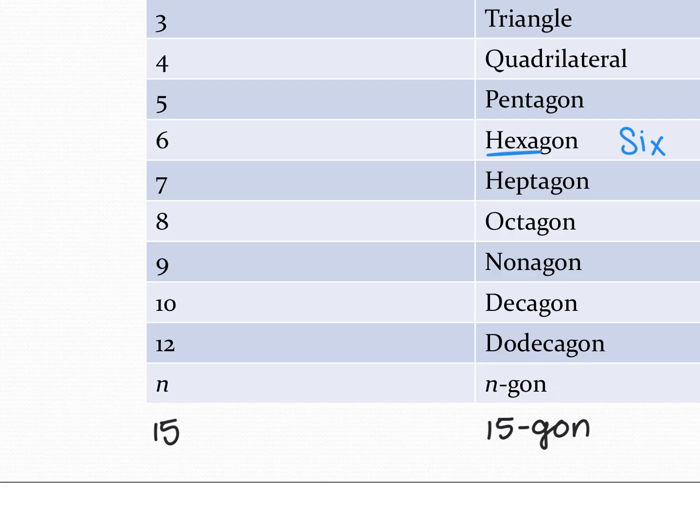I understand that there may be some names out there on the internet. Just use the ones that are on here, please. Yeah, if it has more than 12 sides, if I had 100 sides, 100gon. Okay, so just use that format, please. There are some names for certain ones out there. Just use the ones on here.